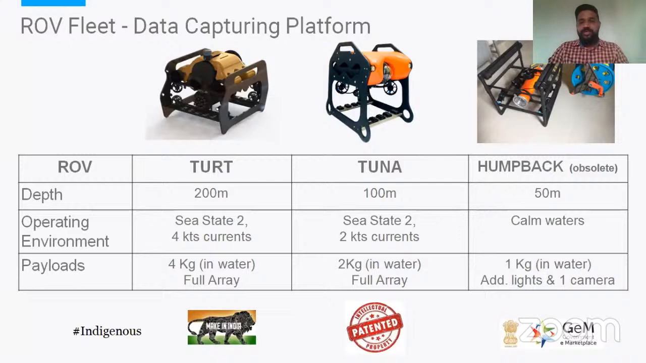IROV Tuna has completed around 2000 plus hours in underwater inspection. It is a 100 meter depth rated ROV. It can withstand up to sea state 2, that is 2 knots of water currents. And it can handle up to 2 kg of payloads, like various imaging sonars or side scan sonars, various NDT payloads. All those can be integrated with Tuna. Turt is a greater version of Tuna, and it is more advanced. It can go up to a depth of 200 meters to 300 meters. It is basically in the design and manufacturing stage. The design stage is already completed, but it is yet to be released in the market.